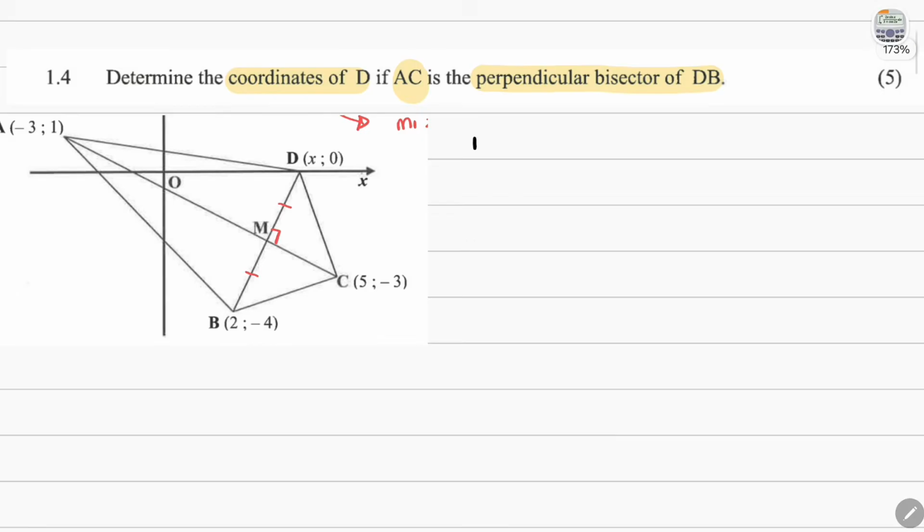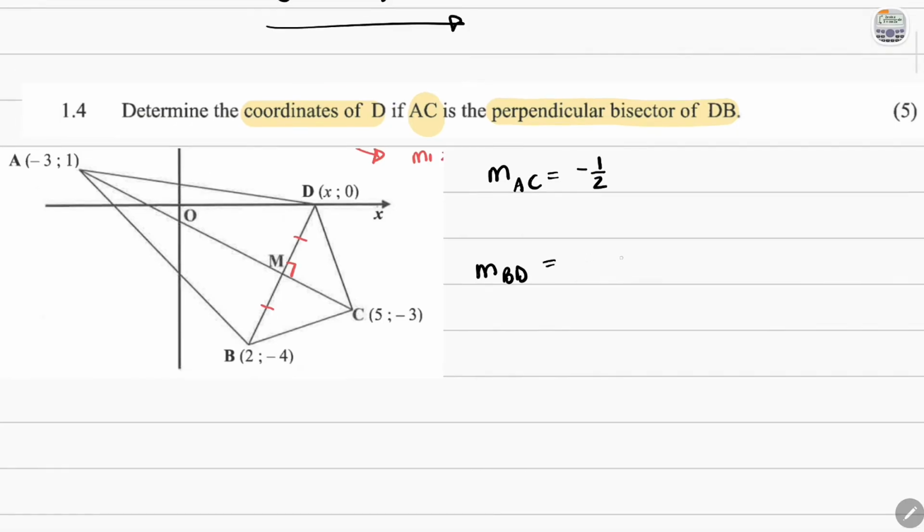So we already know the gradient of AC. That is negative a half. And now let's find the gradient of BD. So gradient of BD, we're going to say y2 minus y1. Well, I want X to be first, so let's follow 0 minus -4 over x2 minus x1, that's x minus 2. And so this is 4 over x minus 2.